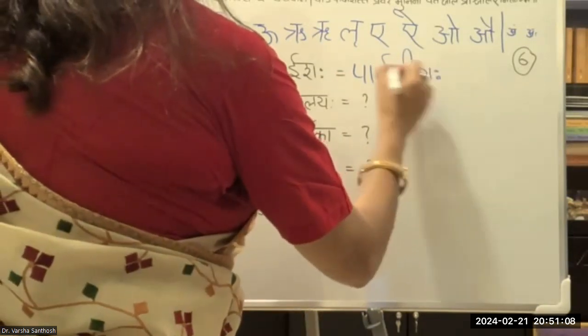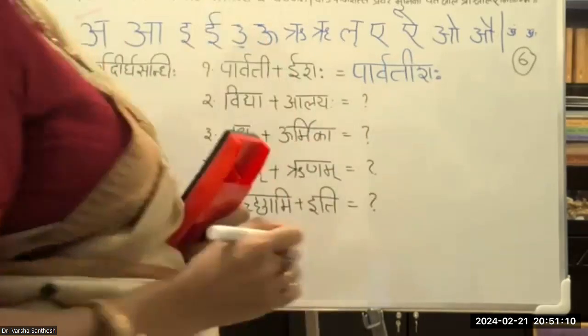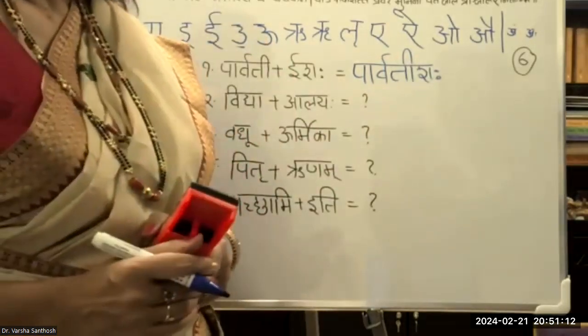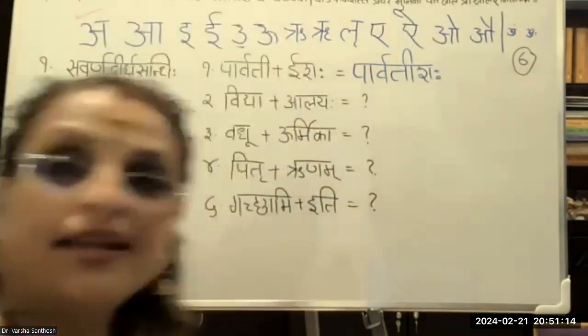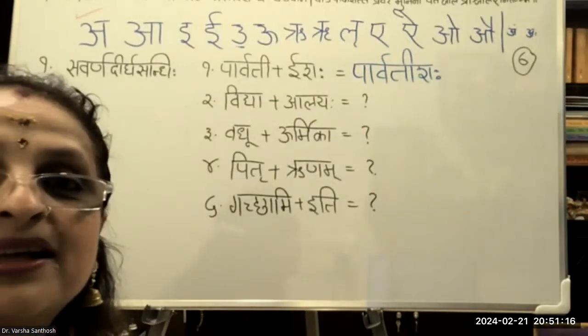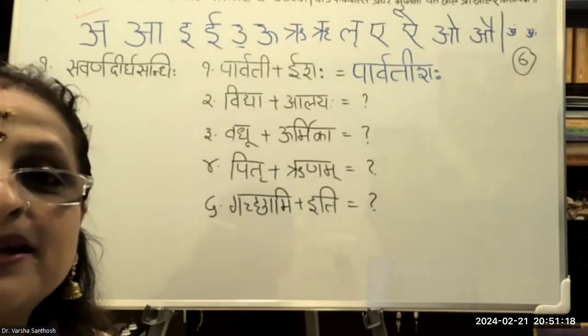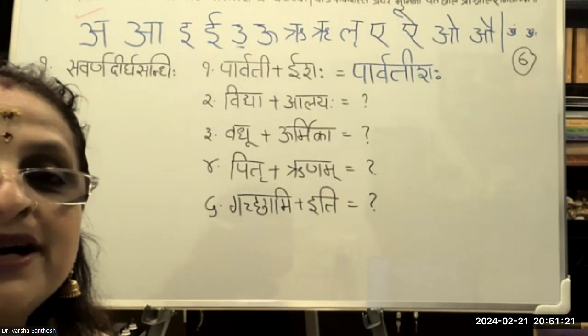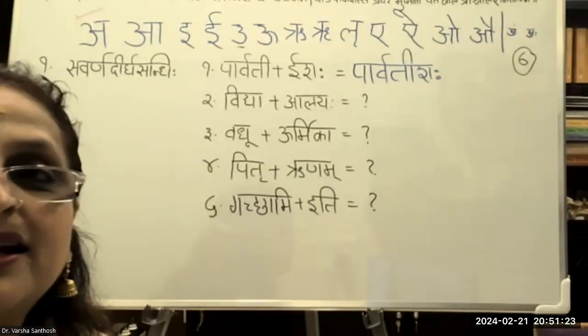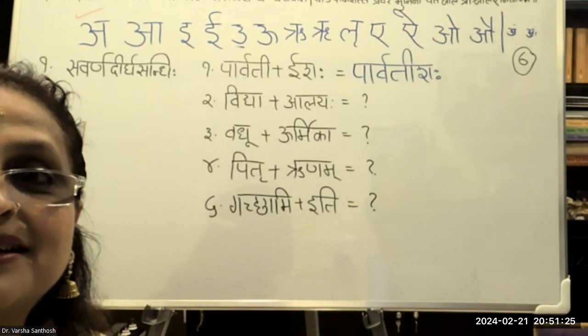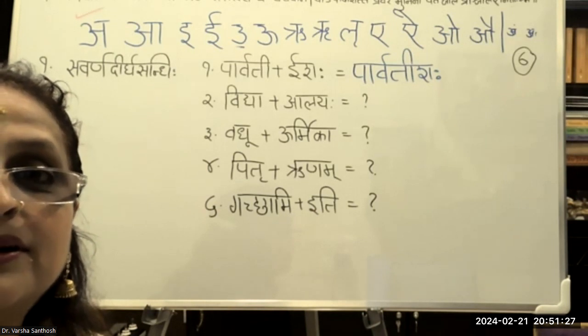Dirgha plus Dirgha. Dirgha only counts. Okay, that's understood. So both are E. That is why they are Savarna. So Dirgha Sandhi is happening. Anybody got a different answer than this? Anybody who didn't understand?